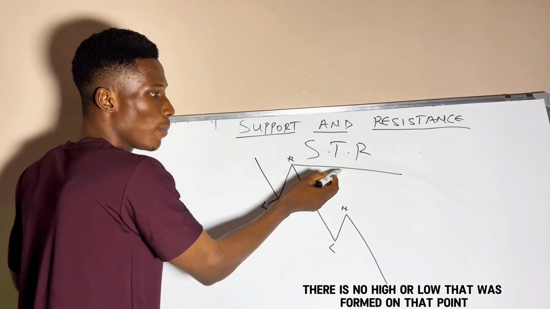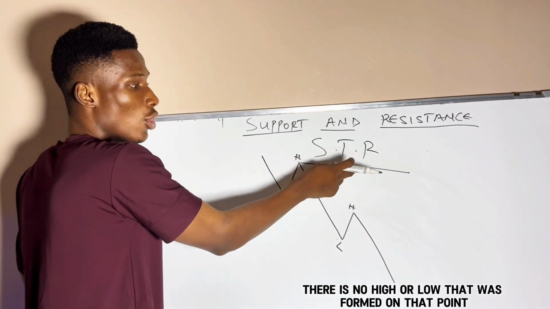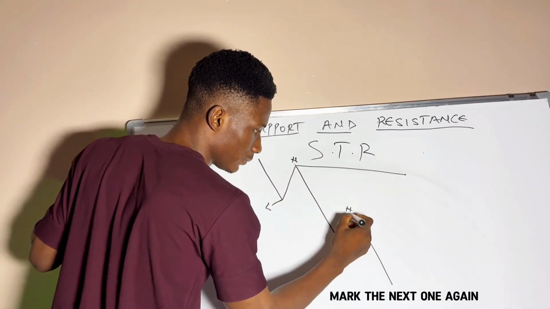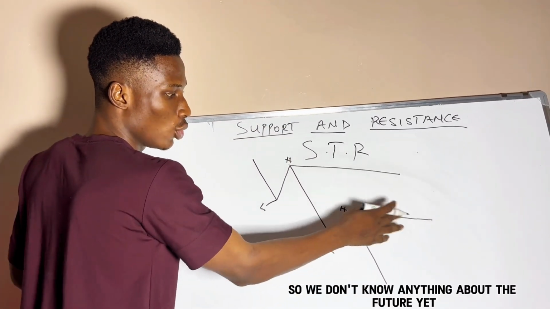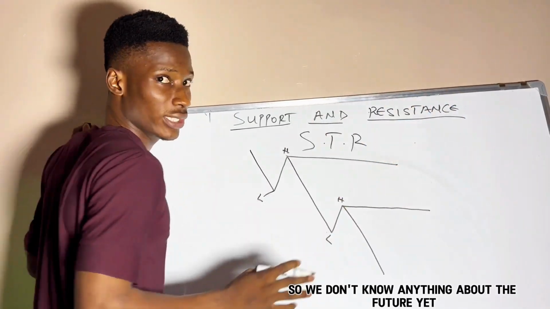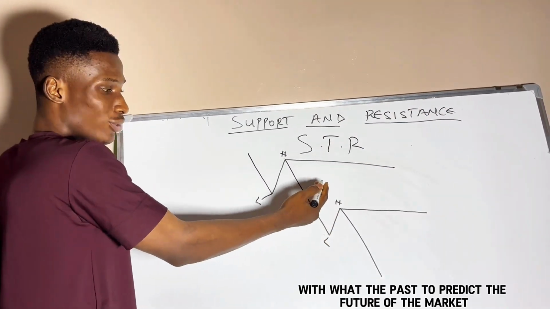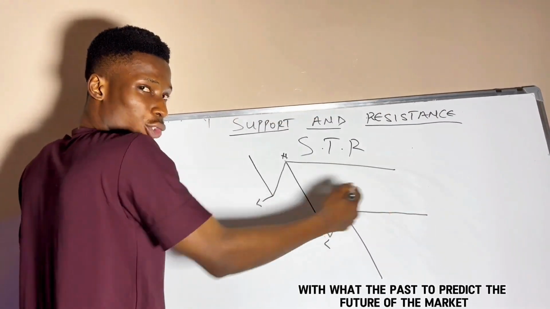There is no high or low that was formed on that point. Mark the next one again. For this also, price is presently at this point, so we don't know anything about the future yet. We have to work with the past to predict the future of the market.